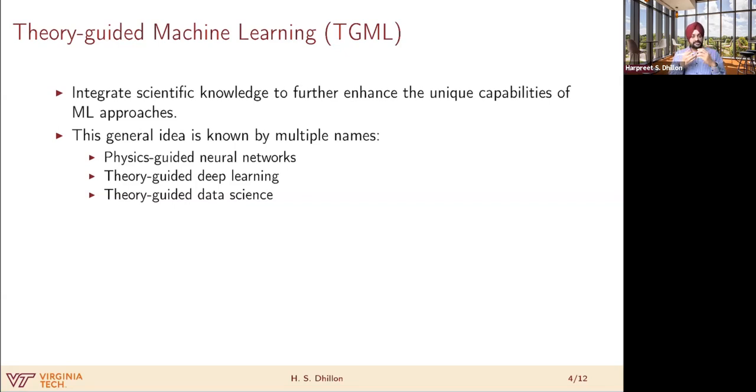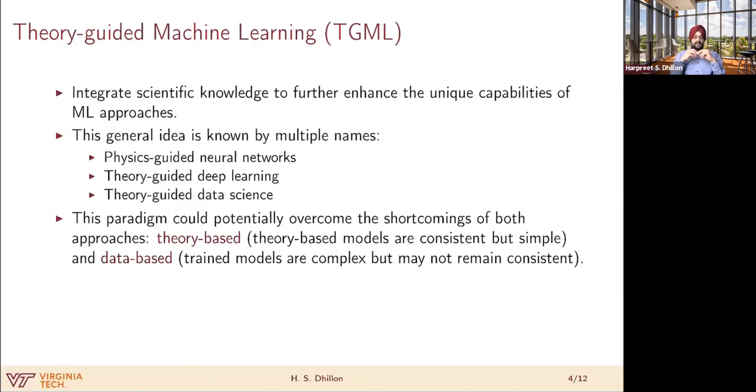Now, this general idea is known by many names. If you come across physics-guided neural networks, theory-guided deep learning, or theory-guided data science, they're all referring to essentially the same thing. Now, the interesting thing about theory-guided machine learning is that it is combining two complementary approaches. Think about a theory-based approach, right?